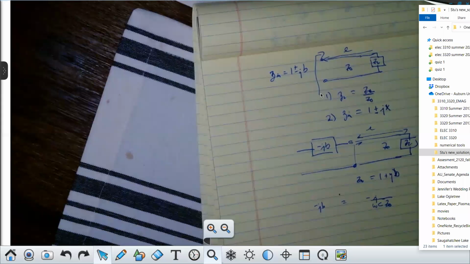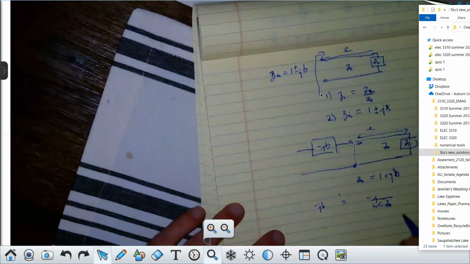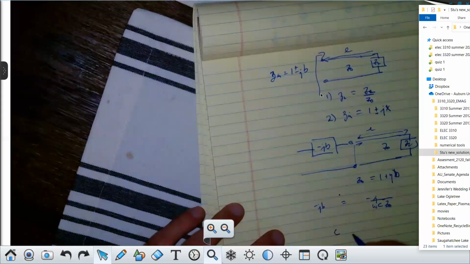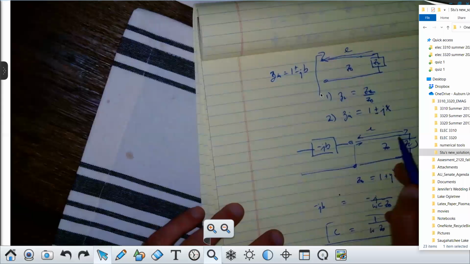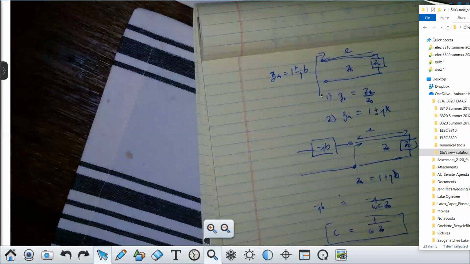Okay. Now, we can get rid of j, but you can see the value of C is determined by what? It's just 1 over omega Z naught, right? Agreed? If we wanted to put an inductor in there, what we'd have to do is go not to the point where we have 1 plus jB, but 1 minus jB, correct? We'd have to move a different length, to the point where it's 1 minus jB.